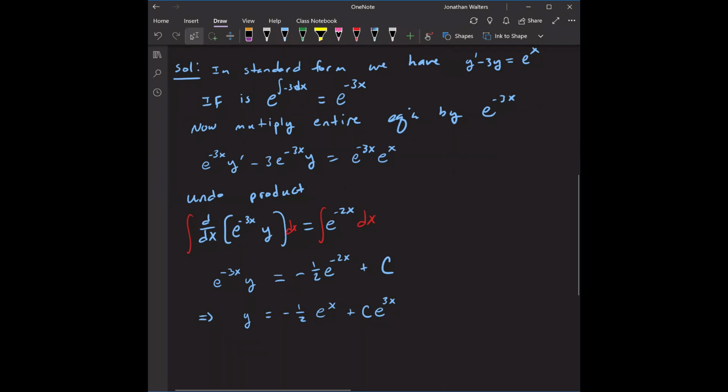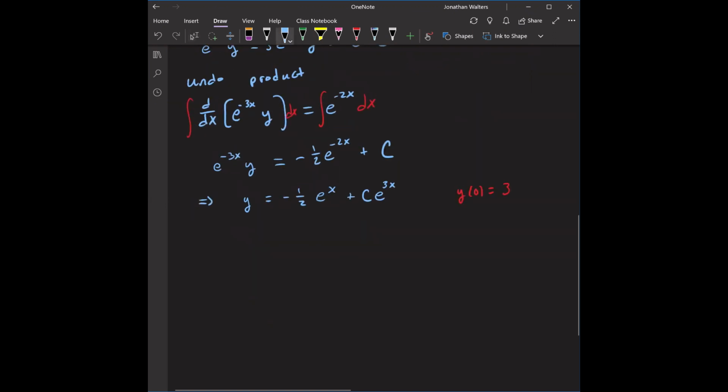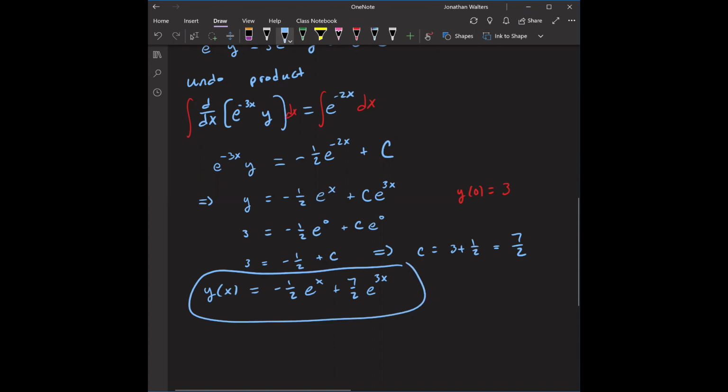Now we want to solve for c by plugging in our initial condition. And what was our initial condition? Our initial condition was y of 0 equals 3. So 3 should be equal to negative 1/2 e to the 0 plus c e to the 0. So 3 equals negative 1/2 plus c. That tells me c equals 3 plus 1/2, which is 7/2. So y of x is equal to negative 1/2 e to the x plus 7/2 e to the 3x. And that is the solution of our initial value problem.